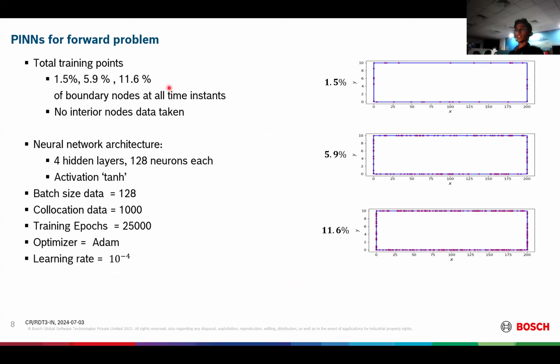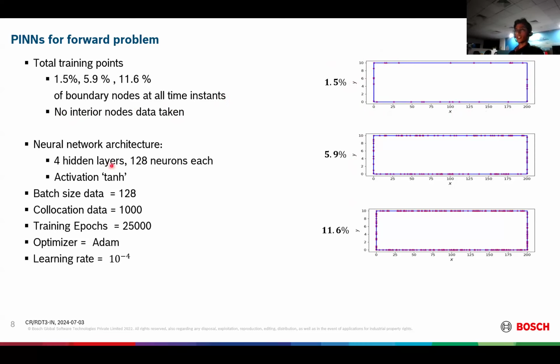And here we see this training data. For training, we consider 1.5, 5.9, and 11.6% boundary node data at all the time instants. Here we can see in the picture the different percentages of data. With 1.5%, we select very sparse points on the boundary, and we don't consider any training data at the interior nodes.